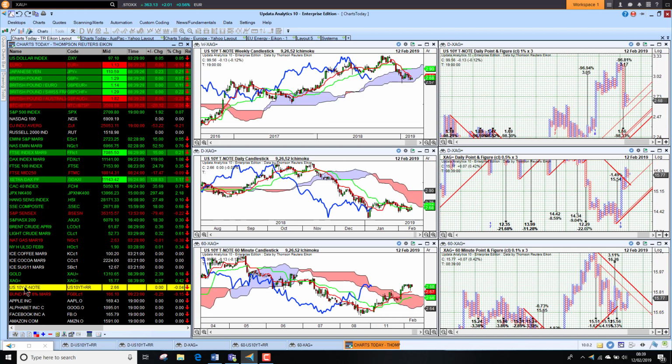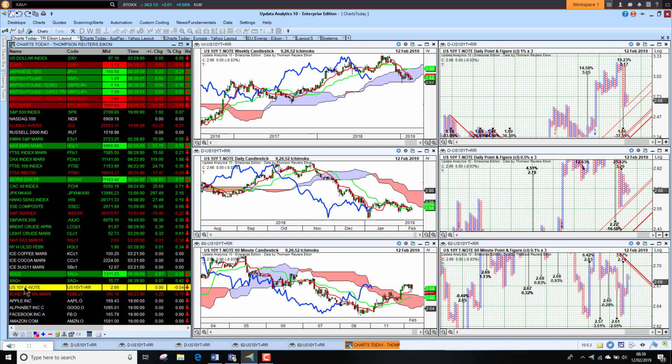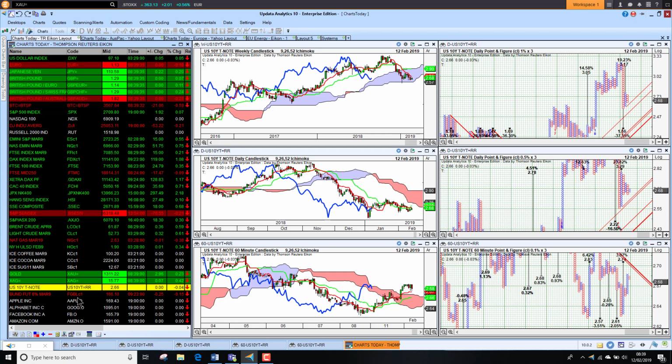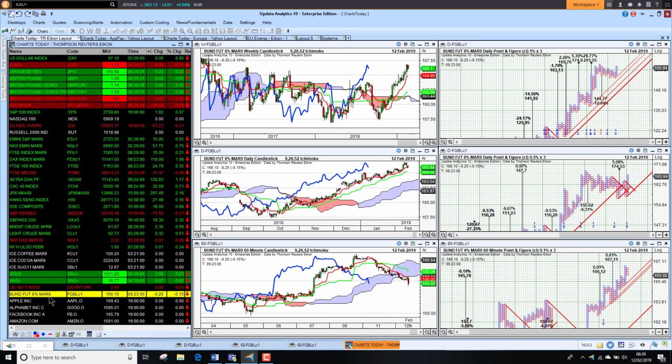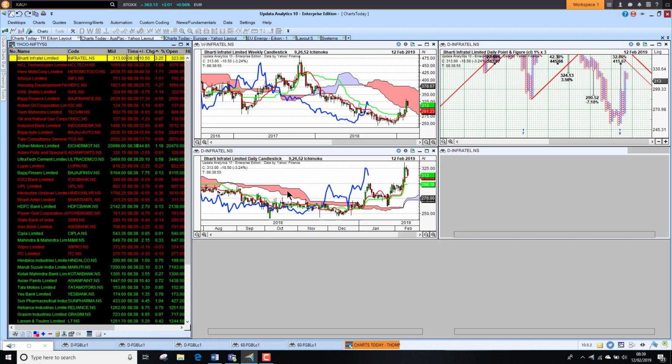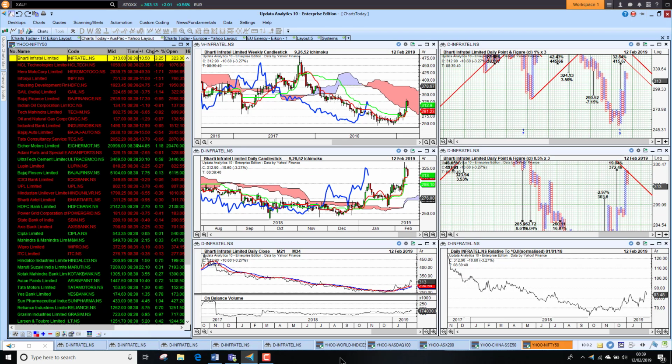US 10-year yields sitting just at 2.68%, just struggling to break through in the short term, and US bonds, the bond market looking quite good, although short term we're seeing the bonds just selling off there. Taking a look at the individual stocks, first of all we look at the Nasdaq.